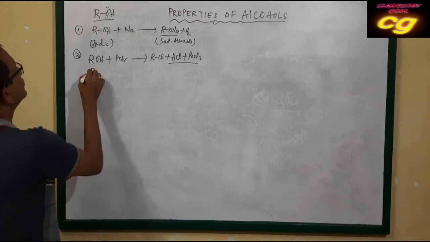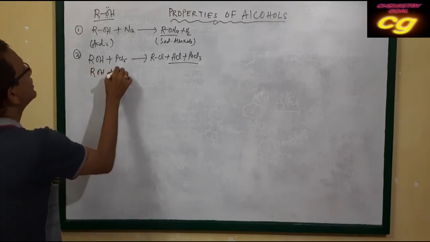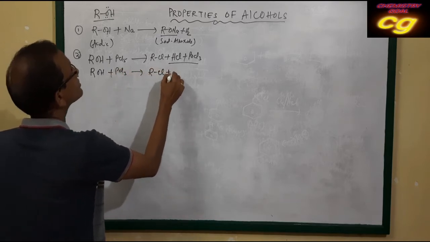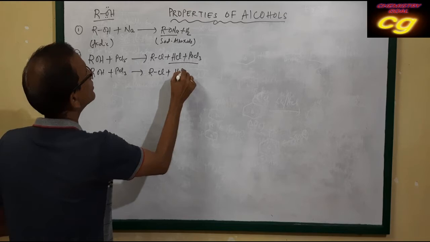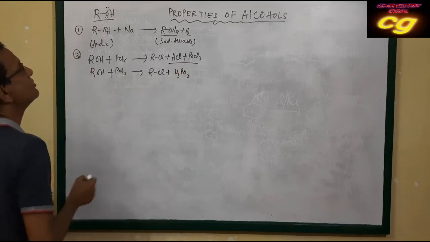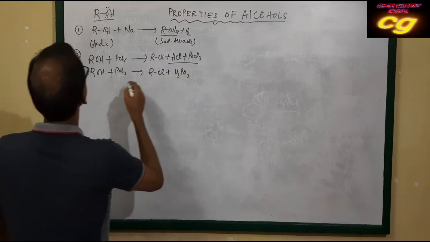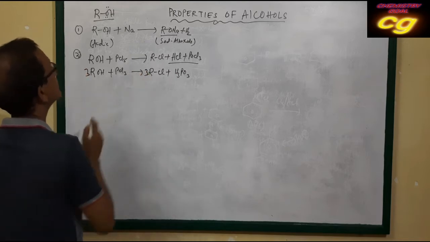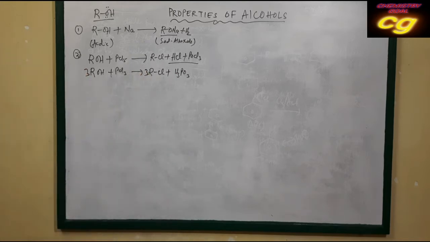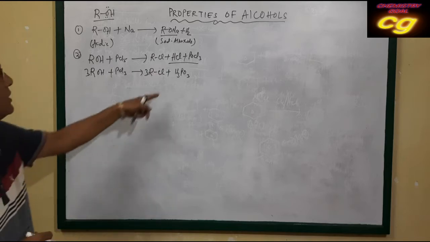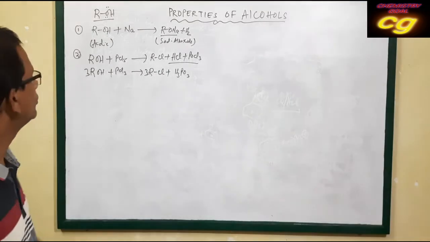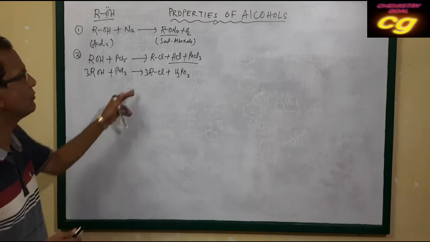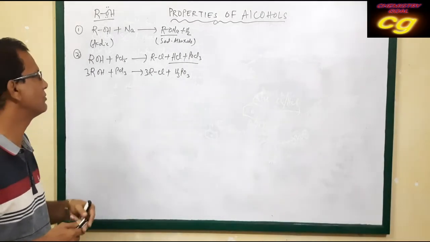Alcohol reacts with PCl3 forming RCl plus H3PO3. Here, 3 alcohol react with PCl3, and 3 RCl and H3PO3 are formed. So this is one important reaction of alcohol with phosphorus halides, producing haloalkane.